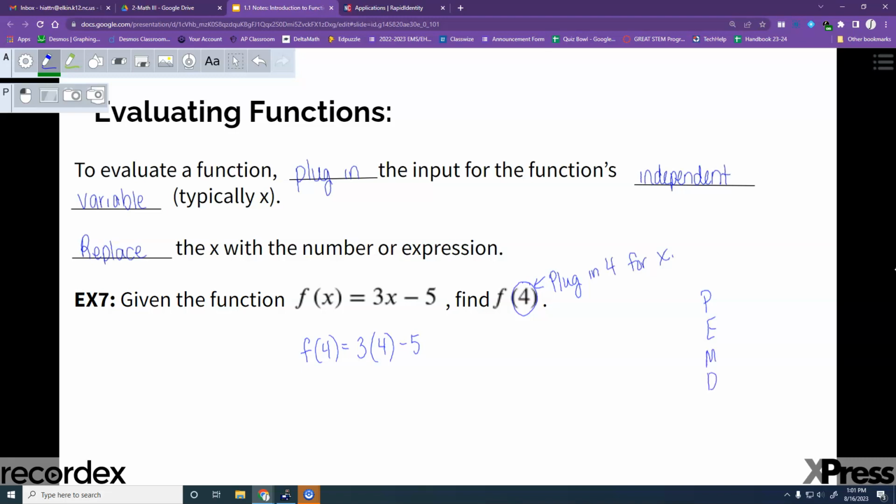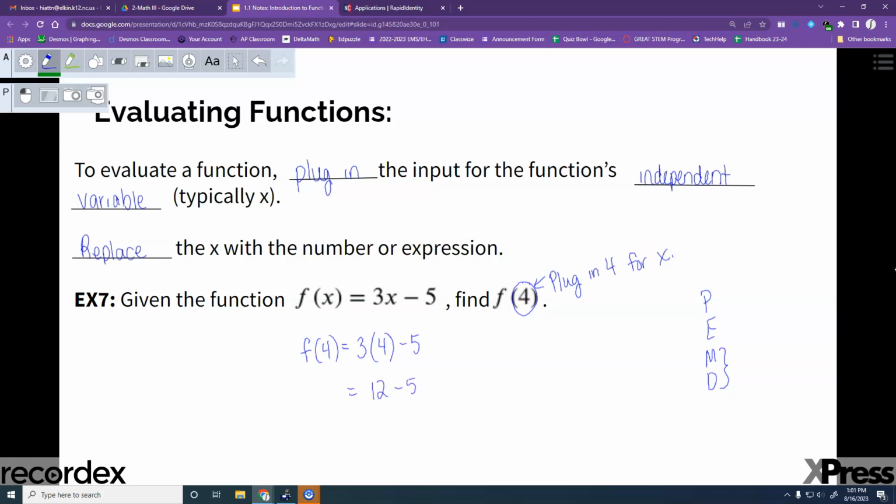Multiplication and actually division. These two kind of go together. So if you had division before multiplication, you would do it, but we don't have division. We have multiplication. So we need to multiply here. 3 times 4 is going to give us 12. We'll just copy everything else down.